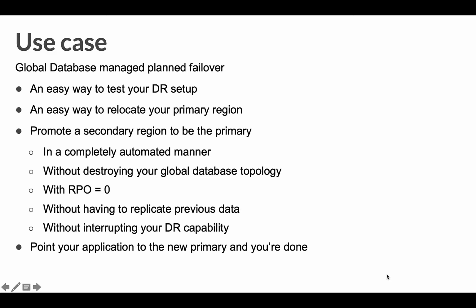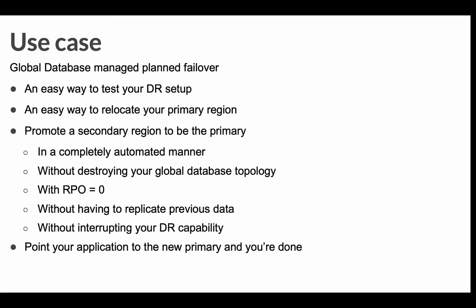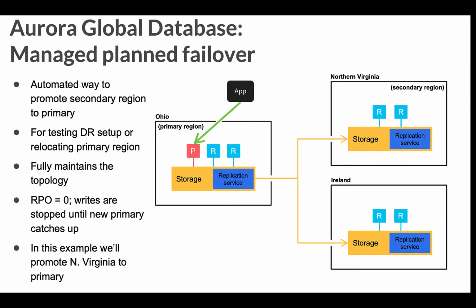Aurora Managed Plan Failover still maintains your replication topology even when you move your Aurora cluster from region A to region B. It also maintains RPO of 0 seconds. After you fail over your cluster from region A to region B, you simply need to repoint your application to the newly promoted primary and you should be good. Let's see how Managed Plan Failover works in action.